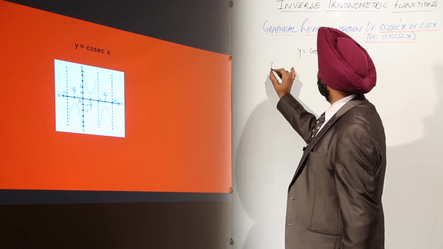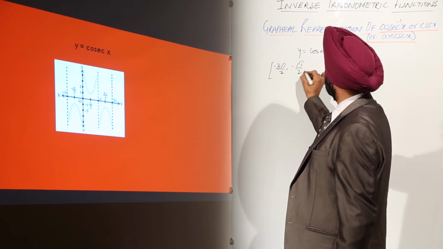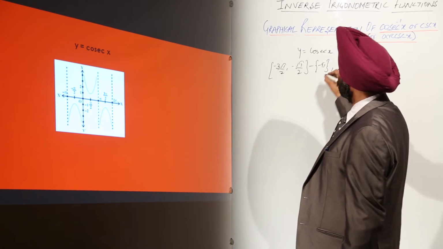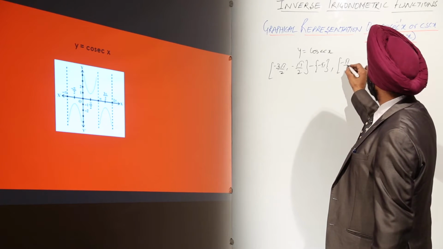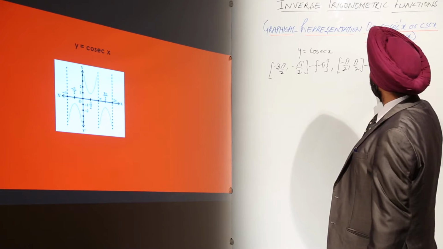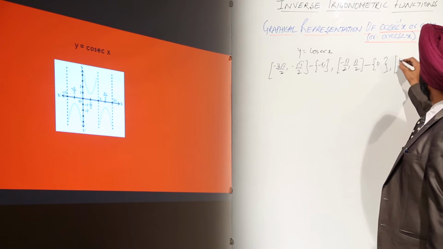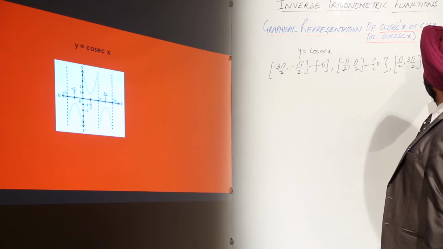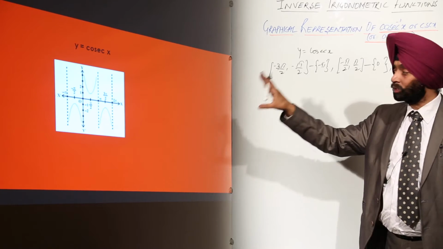Okay. So minus 3 pi by 2 to minus pi by 2, except minus pi, where we are not including minus pi. Then we have minus pi by 2 comma pi by 2, except here it is 0, and then we have pi by 2 comma 3 pi by 2, except here it is pi. Okay. And these things we can check from the graph also.